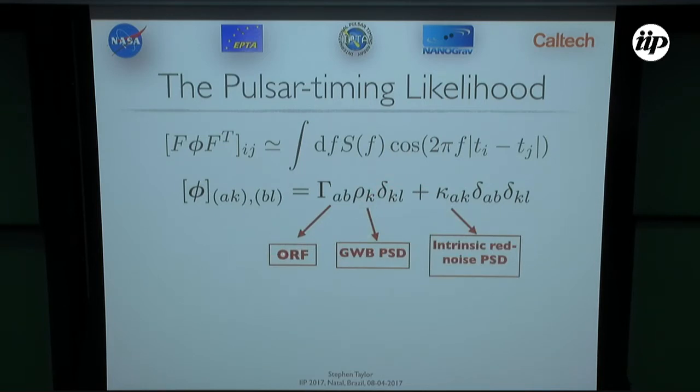You then have the overlap reduction function, which for an isotropic background is just Hellings and Downs. And then you've got some additional bit that you tack on the end, which is specific to each pulsar. And it's the intrinsic red noise per pulsar. Yeah, and that's how you relate this rho to things like the amplitude of the background and then the spectral index of the background.